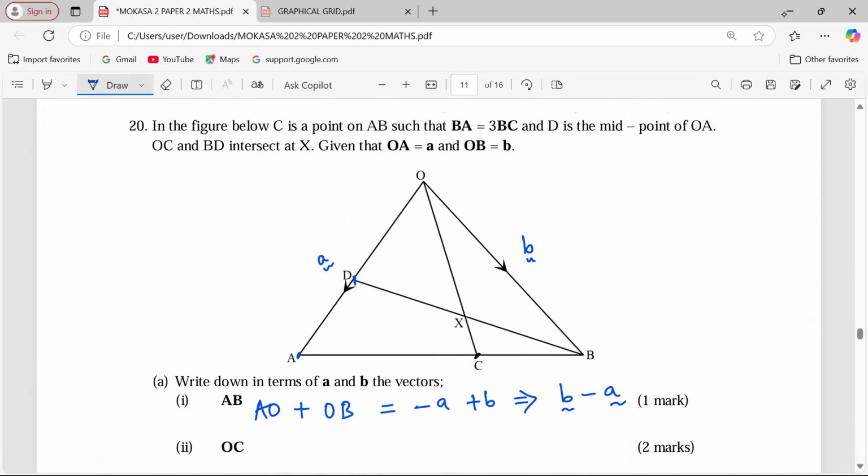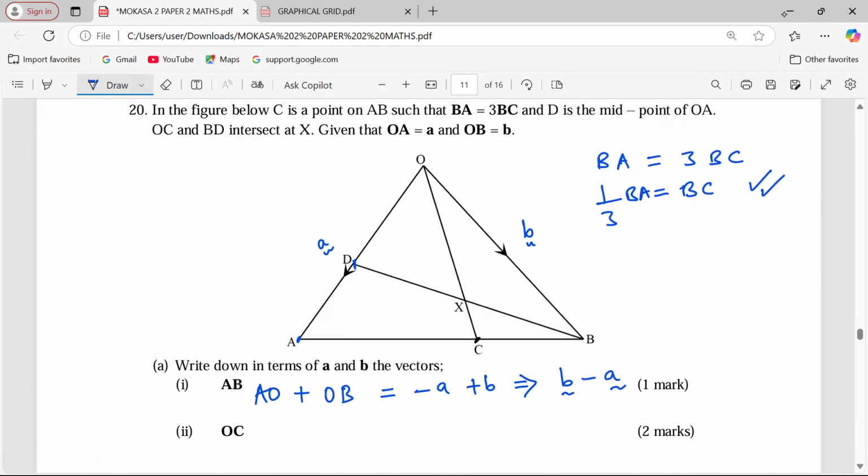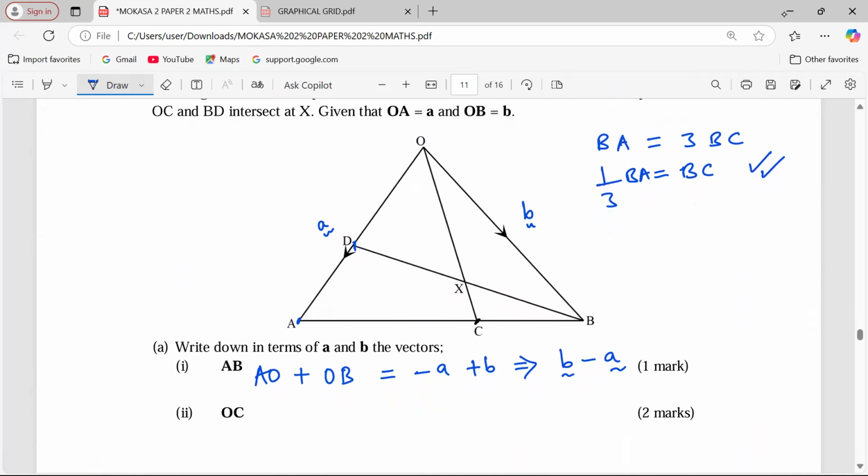For us to get to vector OC, let me do a few expressions here. We can do a few interpretations. We are told that BA equals 3 vector BC. That means vector BC is equal to a third of vector BA. You see that? This is a very important interpretation that you're supposed to come up with. Again, you're supposed to relate vector BA now.